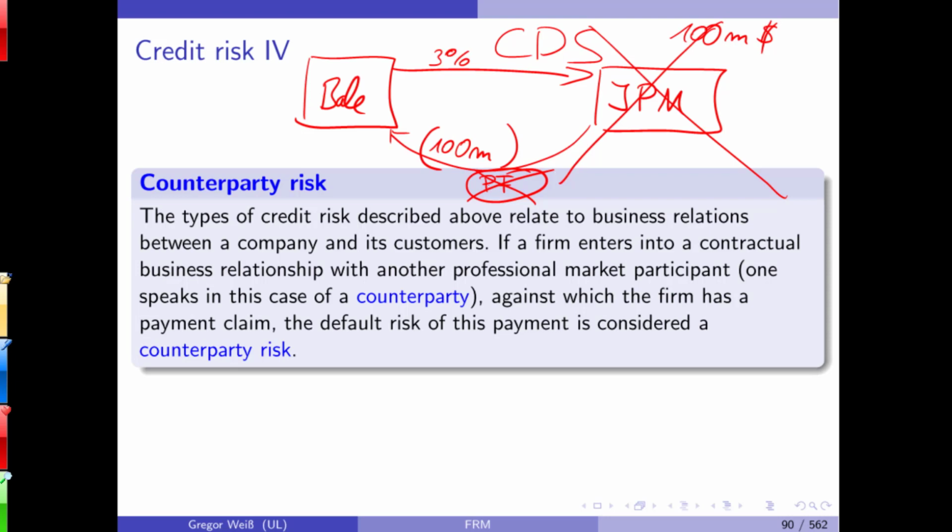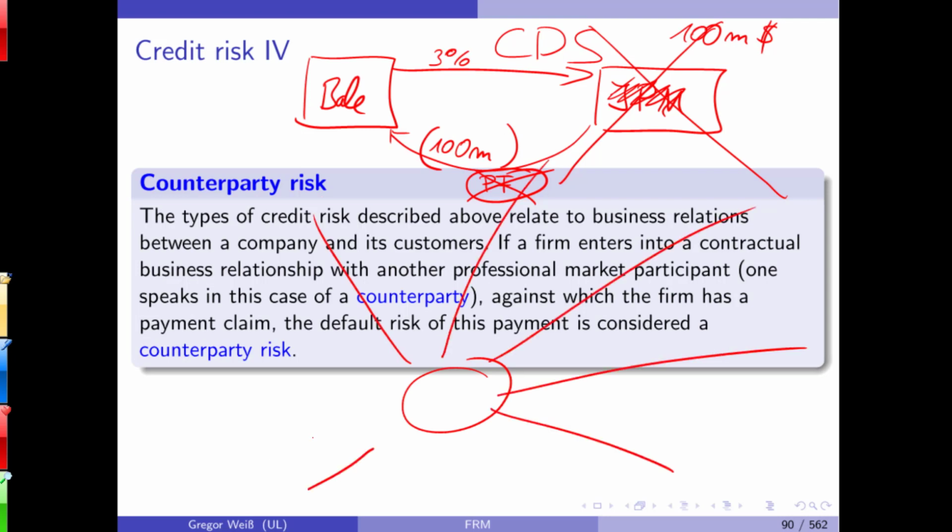It's not the default risk of your reference unit, but it's the default risk of your, more or less, your insurance company. And during the financial crisis, the Fed and all regulators worldwide had to realize one thing. It wasn't JP Morgan, but AIG was the insurance part in almost 50-60% worldwide of all of these credit default swap contracts.